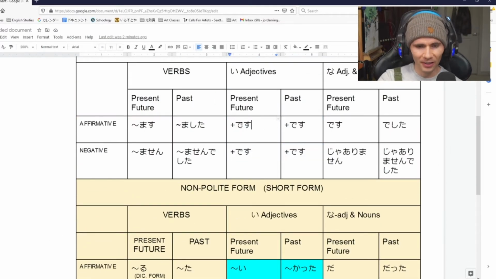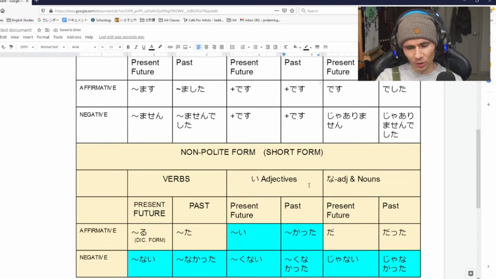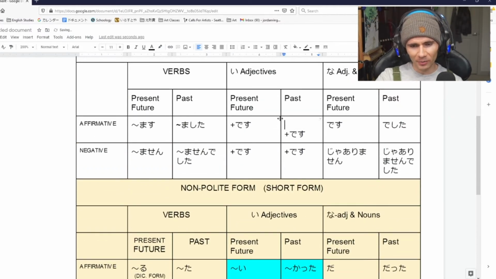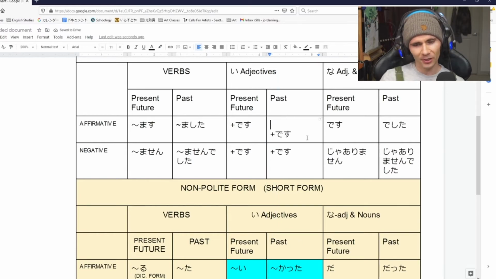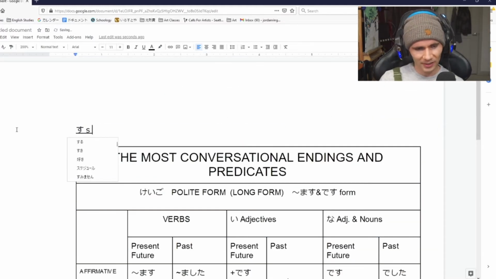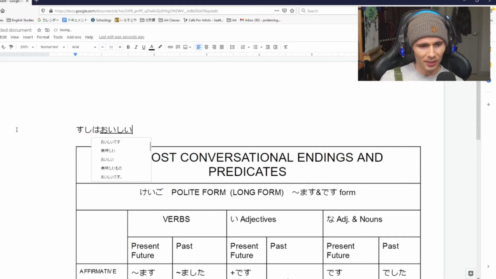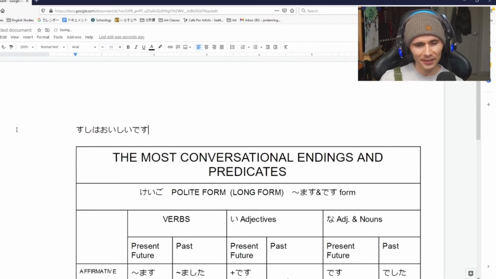There are additional ways of saying i adjectives in polite forms, and I'm going to show those to you just real quick here. These ones are even more polite than just adding desu to the short form. You might not actually encounter them a whole lot, but just know that these exist. So let's use our example oishii again, delicious. I'm going to come up here and say sushi wa oishii desu. That will make it polite with desu.